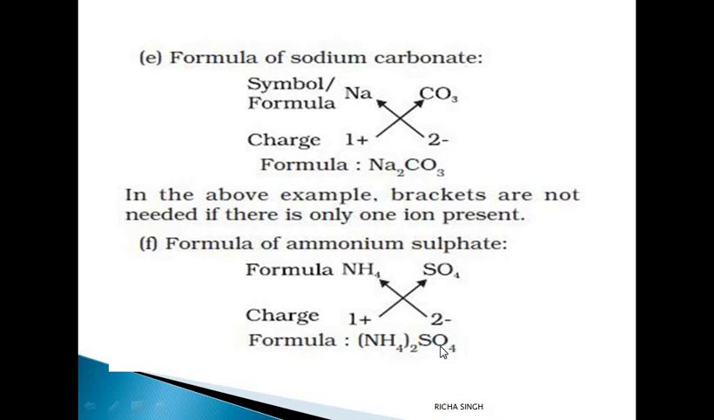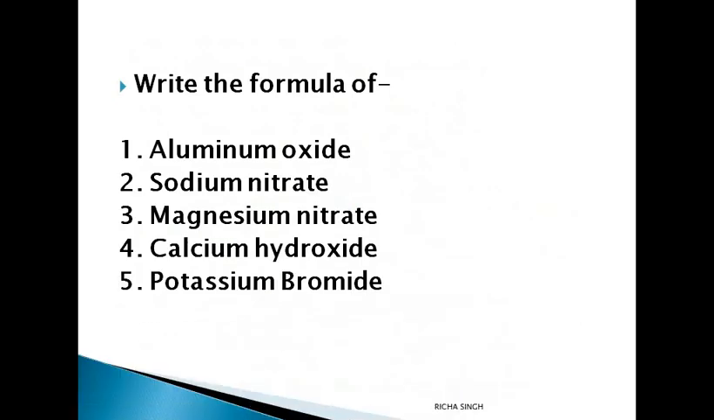So it is very important to learn the different ions and their valencies. Now try to write the formulas of these: aluminium oxide, sodium nitrate, magnesium nitrate, calcium hydroxide and potassium bromide.